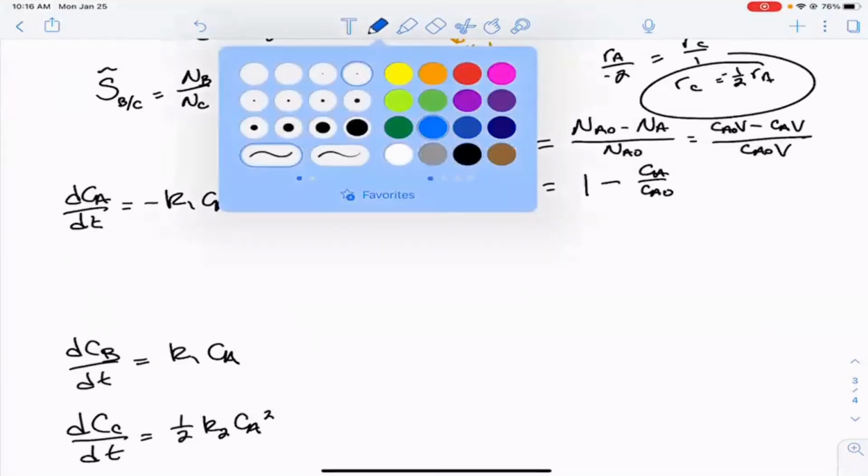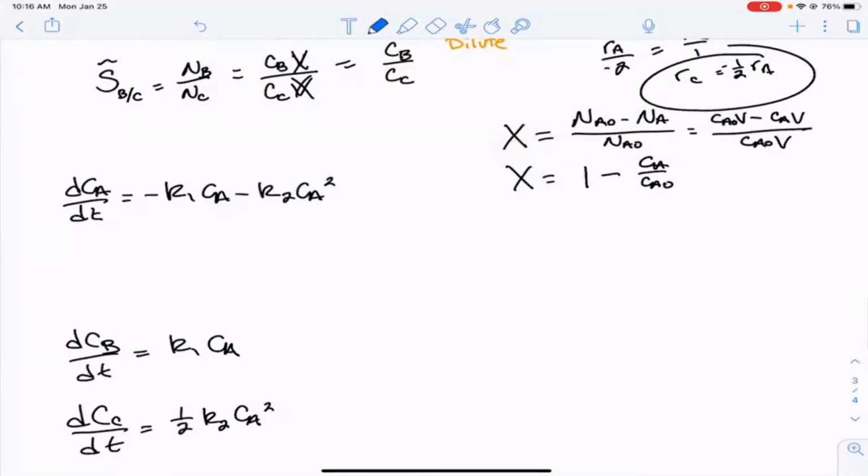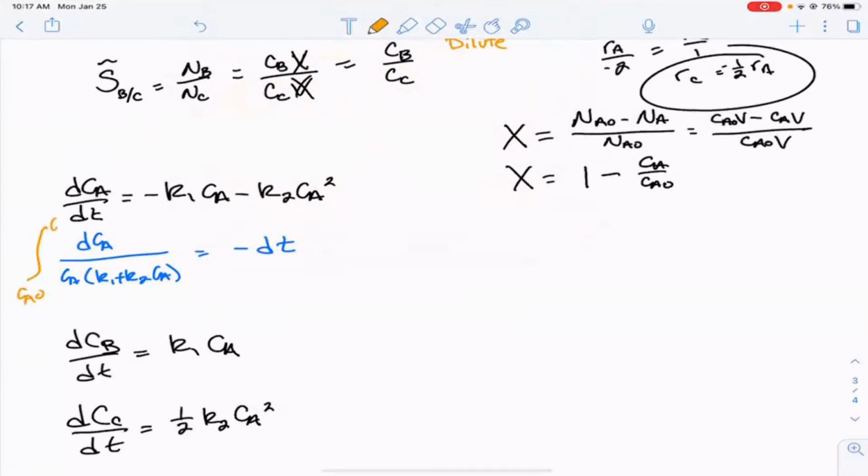So here, this thing then just becomes dCA divided by CA times K1 plus K2 times CA equals minus dt, right? Can you guys all see how I got there? And then we integrate from CA0 to CA, and then we would go from 0 to T, and then we find our analytical solution and plug it in here, okay?